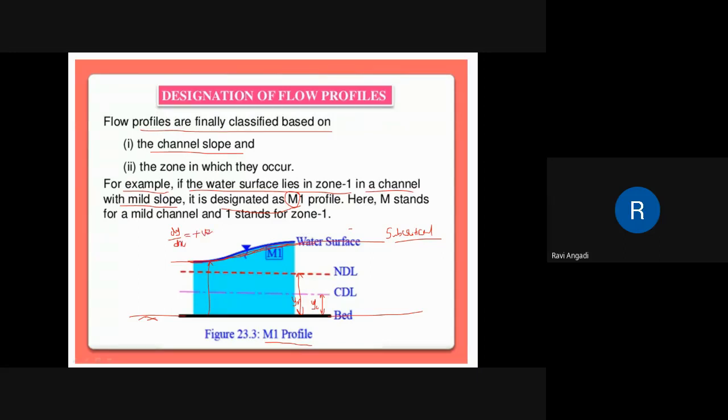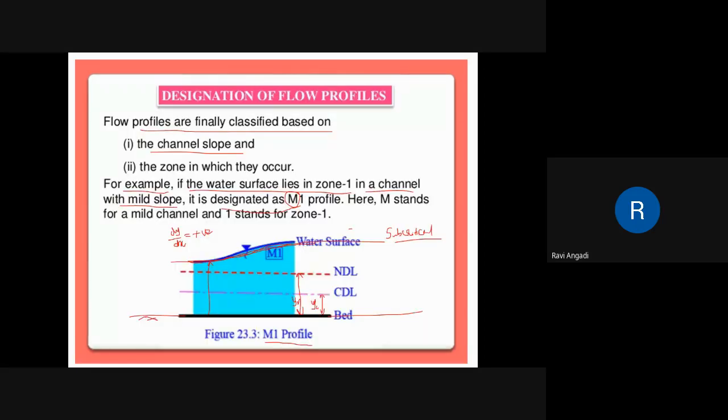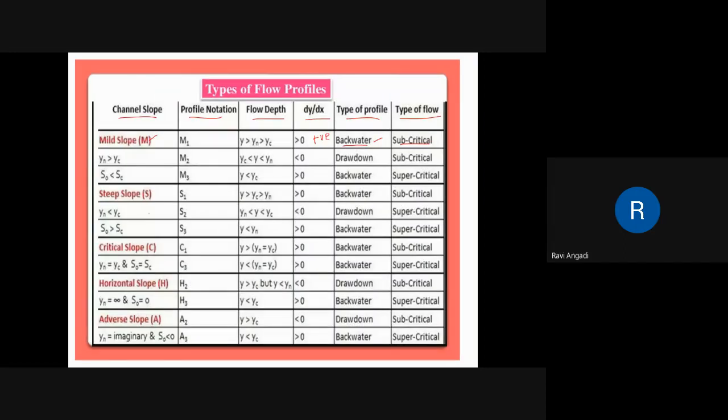Likewise, take the M2 curve. For M2, the critical depth Yc should be less than Y, but Y should be less than Yn. The depth may be lying here, and the critical depth is here. So Y is greater than Yc but less than Yn. Is it clear? And dy by dx should be less than 0.